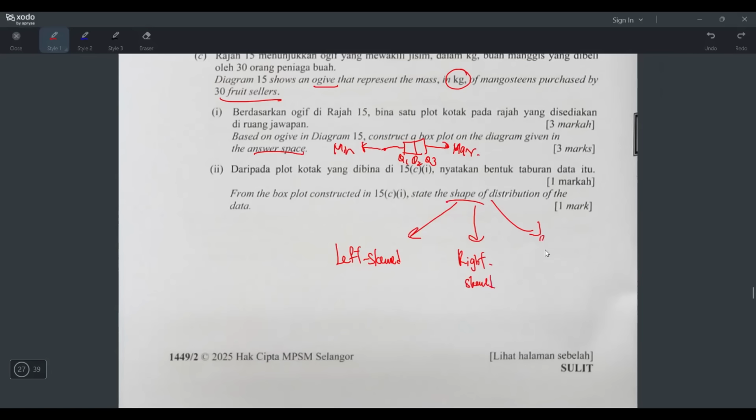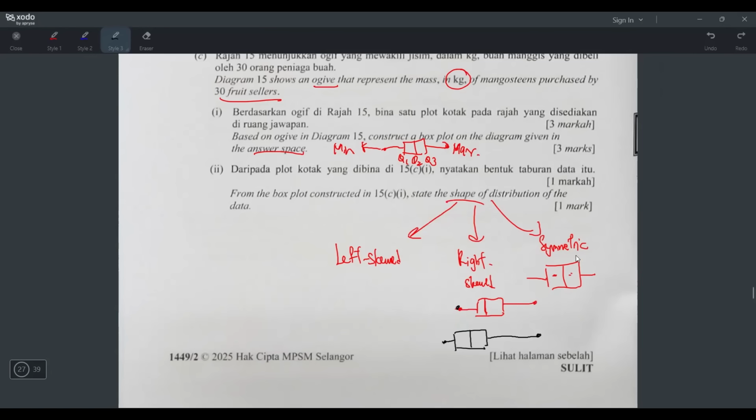or symmetric. Okay, symmetric is when the box plot, both sides of the box same size and both sides of the line same size, then it's symmetric. Right skewed is when the right side of the box is bigger. The right side of the box is bigger, then it's right skewed. Or both sides same size, but the right side of the line is longer. This one is also right skewed.